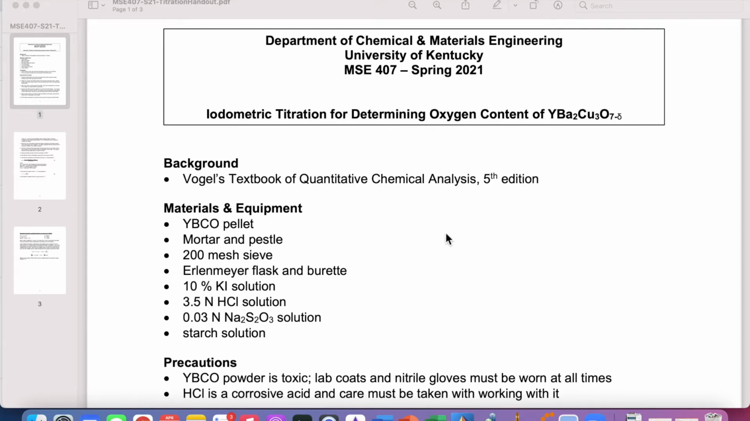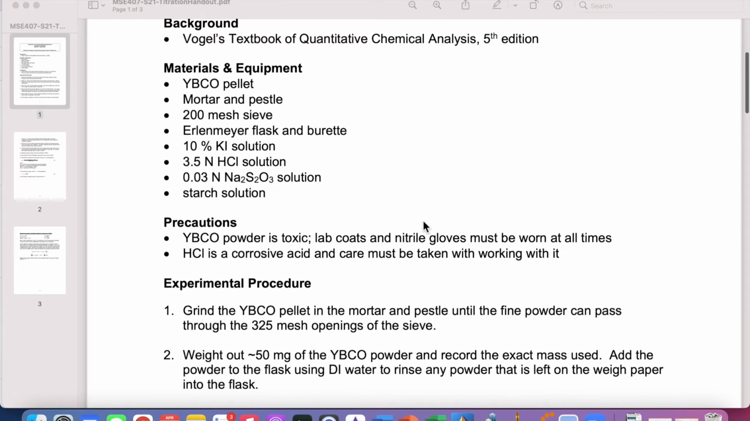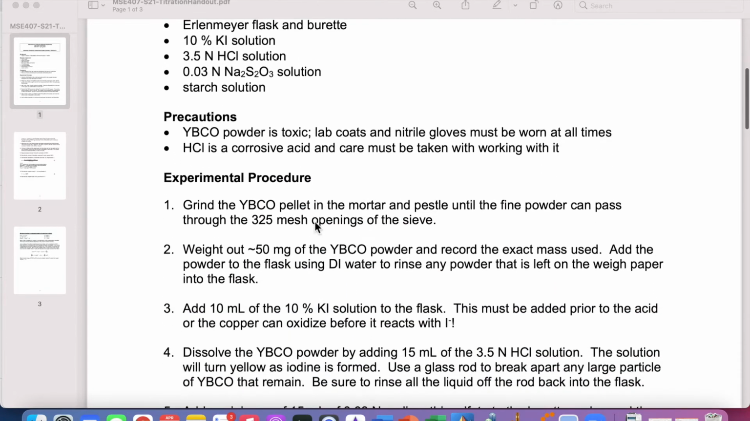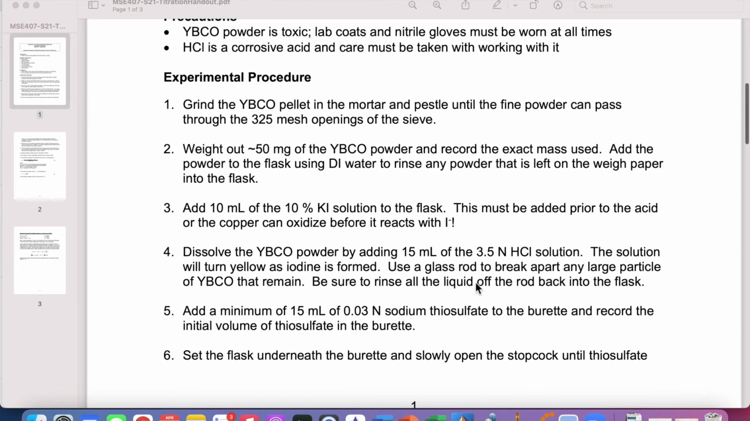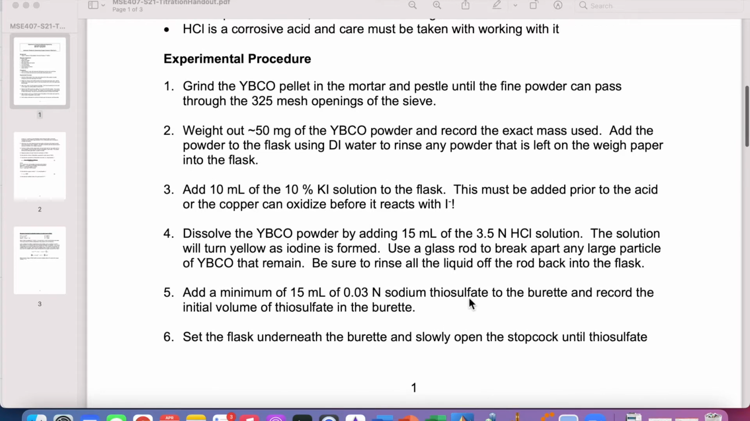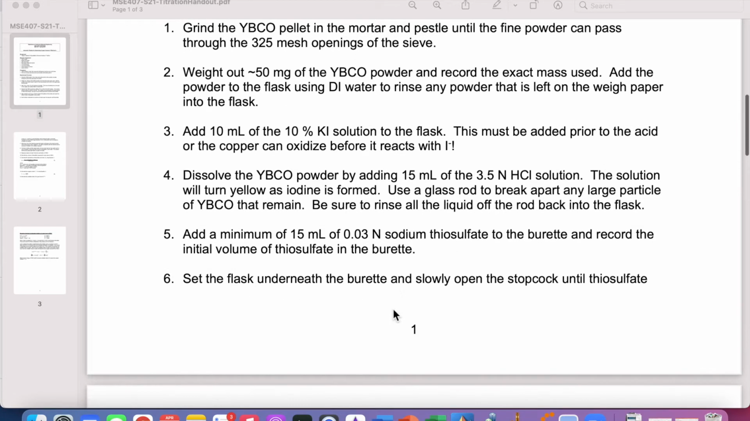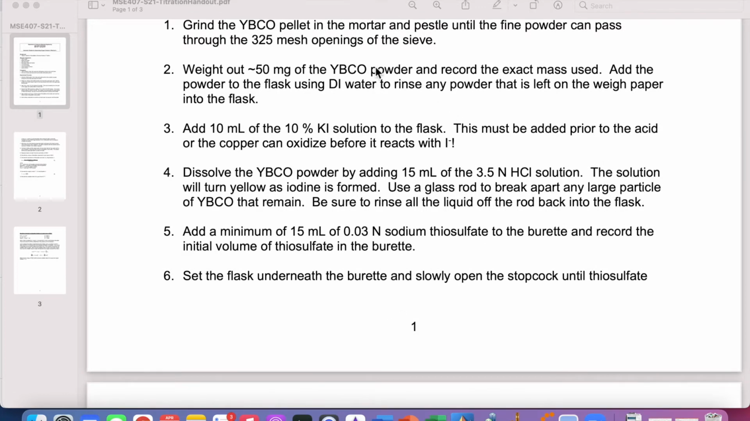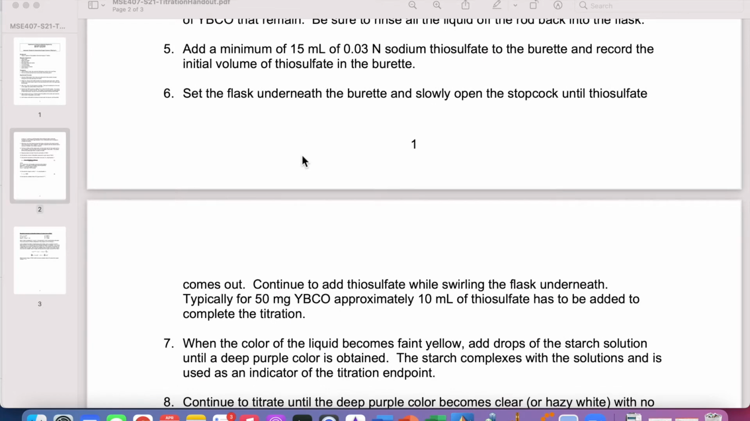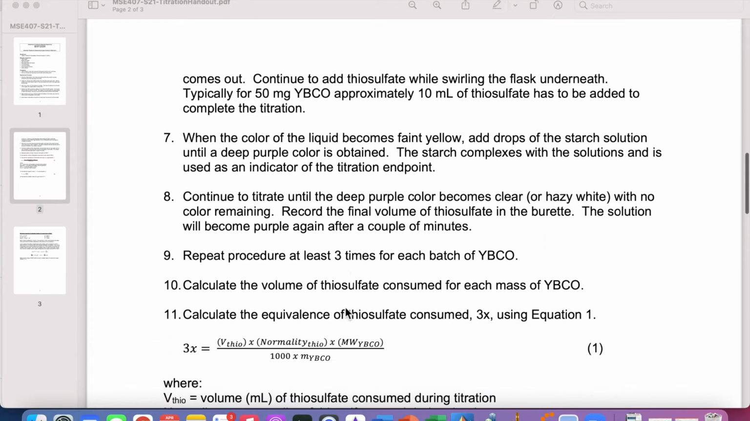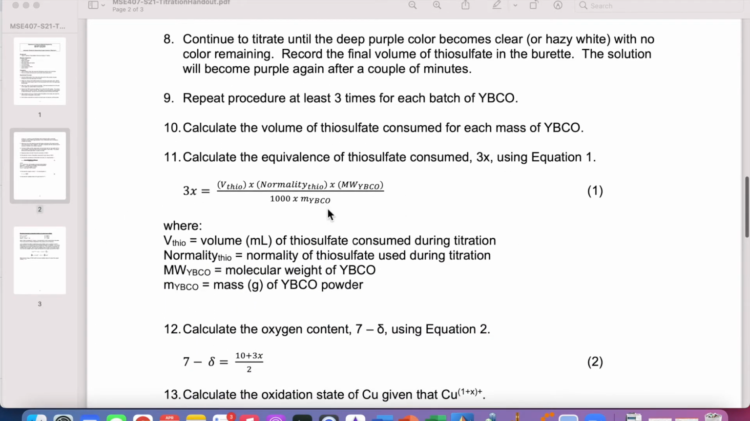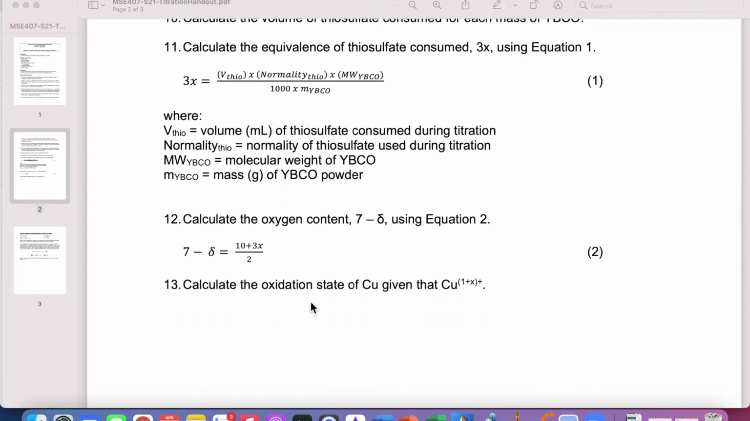And so hopefully you've already watched the video on how this type of titration was determined and proceeded, but just very briefly, I've got the handout up here open. We ground into a fine powder, we weighed it out, we added potassium iodide, and then we dissolved with hydrochloric acid solution. This produced iodine, which is then titrated against with sodium thiosulfate, and we determine the volume of thiosulfate that we use. We have the mass, and from there we can calculate the oxygen content after we use the color indicator and so forth. So that's what we'll be working on this last portion: how do we calculate the actual properties. That's what this video will go over.